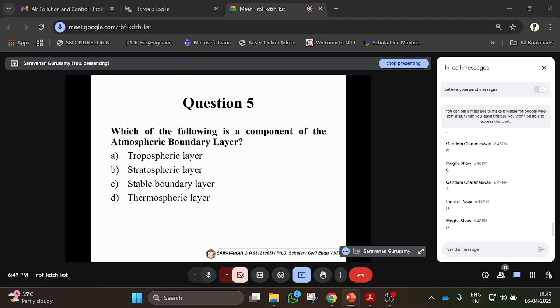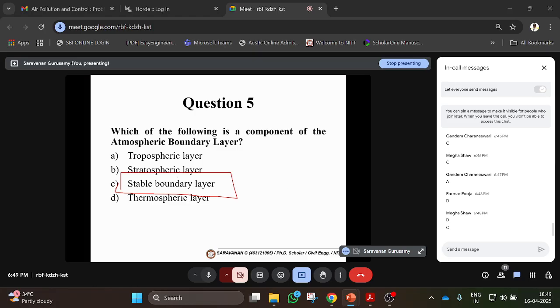Yeah. Fifth question, which of the following is a component of atmospheric boundary layer? So we have four boundary layers, right? One is surface layer, and then stable boundary layer, mixed layer, residual layer. So here the answer is the stable boundary layer, the only component of atmospheric boundary layer among the options.